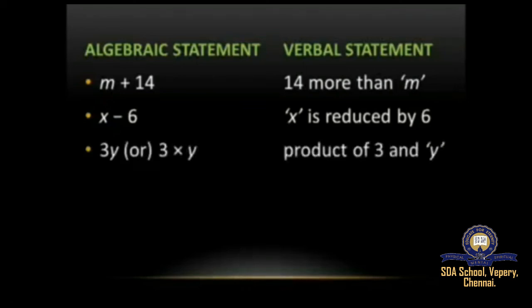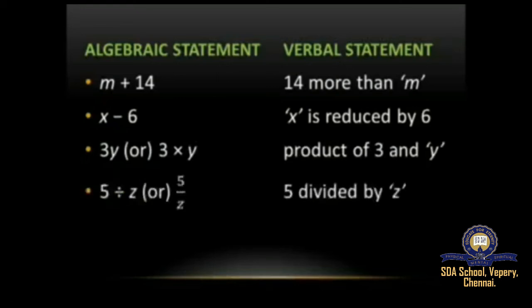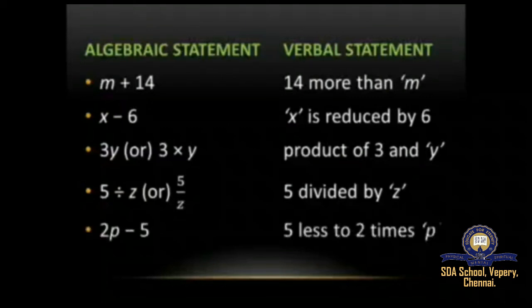And the third one is 3y. You'll be writing it as product of 3 and y, okay? And the fourth one is 5 divided by z, and in verbal statement you'll be writing it as 5 divided by z, okay? And 2p minus 5, you'll be writing it as 5 less than 2 times p. So in verbal statement, you'll be writing it in wordings, whereas in algebraic statement, you'll be representing it using variables, numbers, and the 4 basic operations.